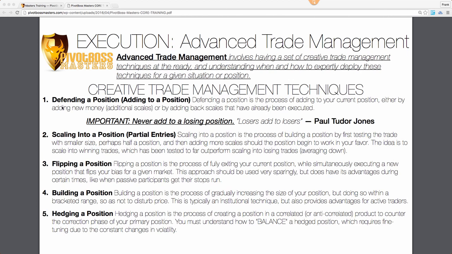But this is important right here. Never add to a losing position. Never add to a losing position. Losers add to losers. That's what Paul Tudor Jones said. And I've kind of been part of this crowd where I've heard about different ways where you can average positions, and over time, if you have a large enough account, you may come out ahead, right? But man, that's tough. That's tough to go to sleep at night. It's tough to keep throwing money at something that's losing, right? That's just not an approach you want to do.